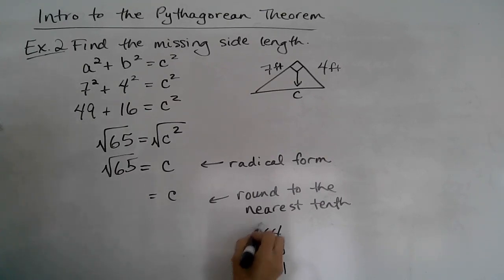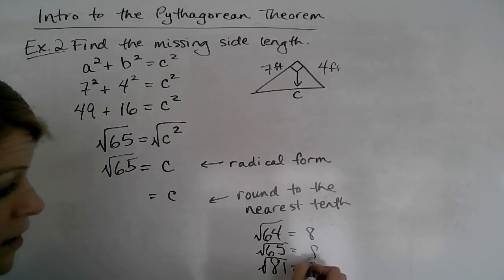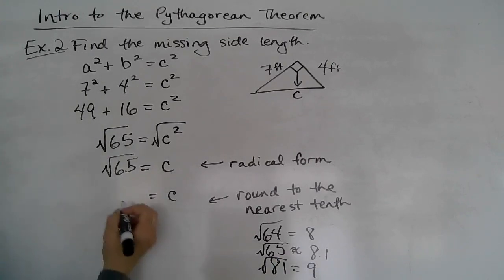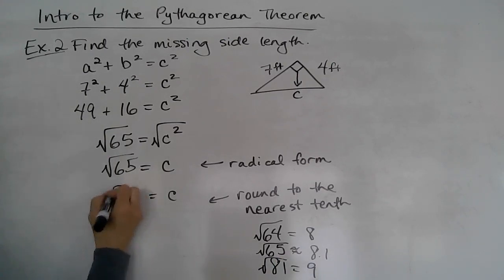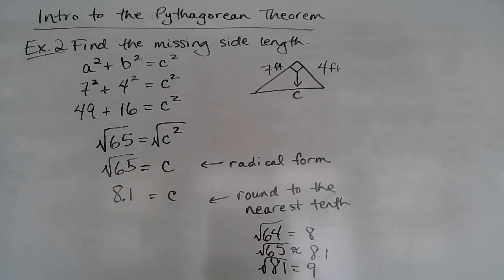The square root of 64 is 8. Square root of 81 is 9. So the square root of 65 is going to be just a little bit more than 8 because it's much closer to 64 than it is to 81. So maybe an estimate would be 8.1, 8.2. And that actually is what it is when you calculate it on your calculator. When you type it in and you round it to the nearest tenth, you would get 8.1.